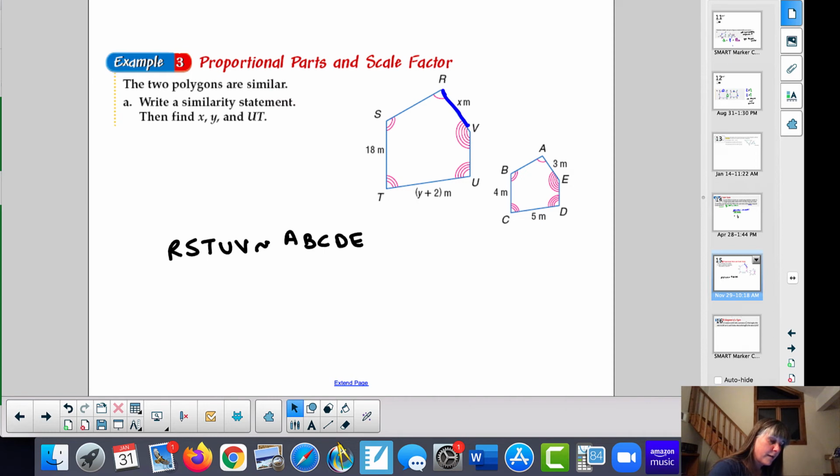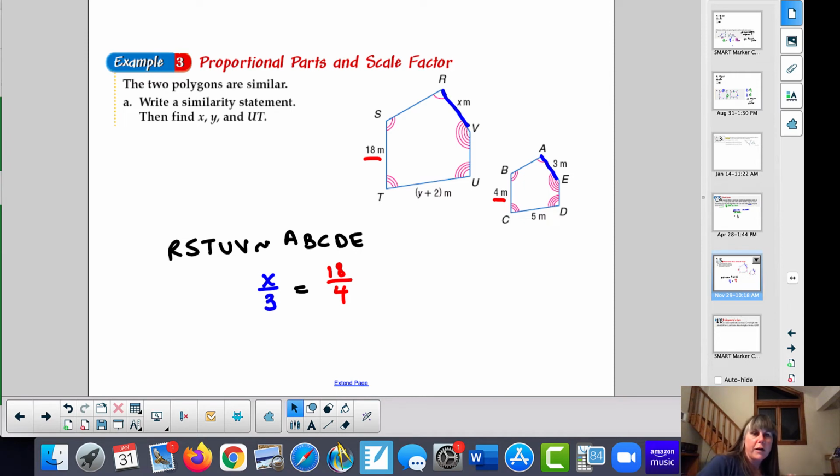X corresponds, the side with X, RV, corresponds with AE, according to my similarity statement. So I can make that ratio. And then what I want to do is find a pair of corresponding sides where I know both of them. And so that's going to be this 18 to 4. That's our scale factor. And we can reduce that. We can make that 9 to 2, or we can keep it as 18 and 4.